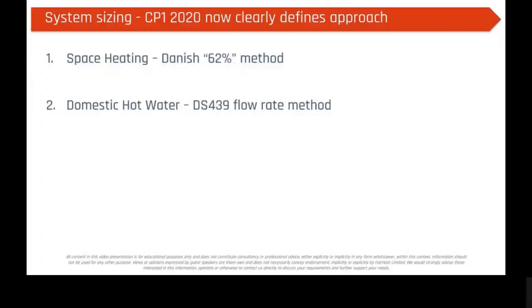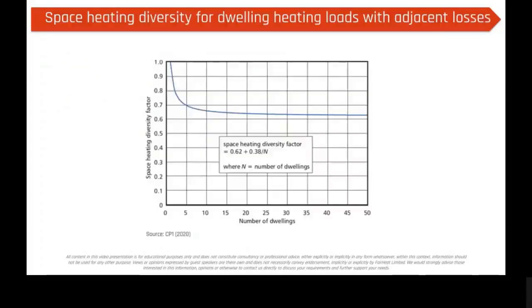Going back to the system sizing, CP1 2020 has now got a really clear direction on how do I diversify heating and how do I diversify hot water. Diversification is all about not assuming everyone is heating and hot water on full whack all of the time, because the data just shows that doesn't happen in practice. So there's a curve in the standard now for space heating, and by the time we get down to about 20-25 dwellings, then we diversify our heating demand by about 62%.